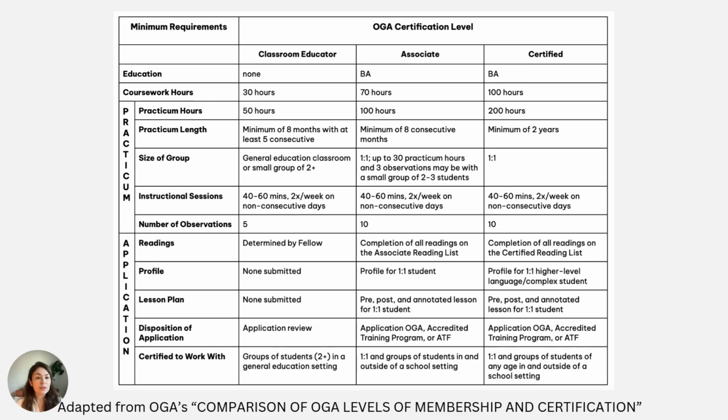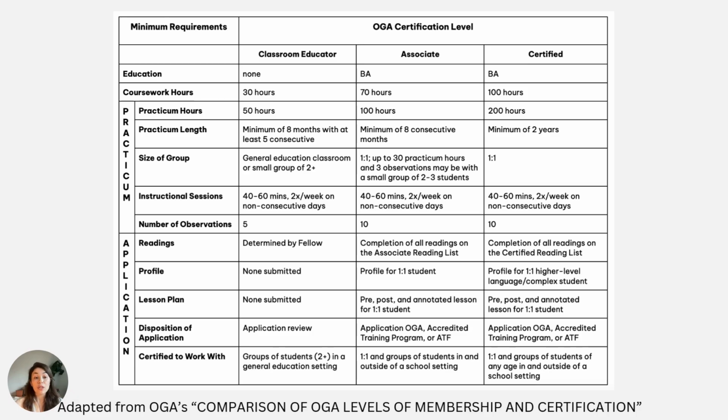In terms of the specifications of the sessions themselves, an OG session is 40 to 60 minutes. It needs to happen at least twice a week on non-consecutive days. So if you meet with a student twice a week, with your group or your class, you would have to be doing it Monday, Wednesday, Monday, Thursday, for example.